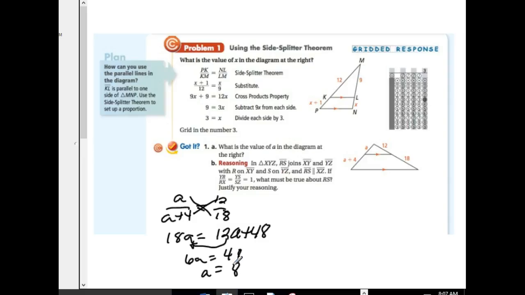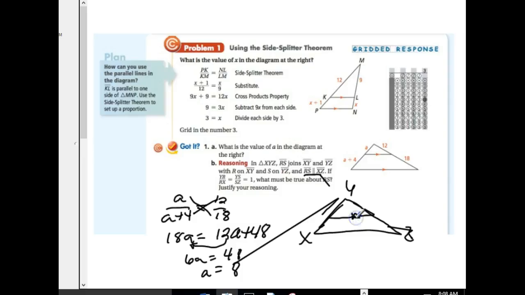If I had a triangle XYZ, and I'm just going to draw this. I'm just going to draw a simple triangle X, Y, Z, and it says that RS joins this side right here. It doesn't really say where, but it does say that it is parallel. It's telling me that those are parallel to each other. So I'm going to put a little arrow here which represents parallel.